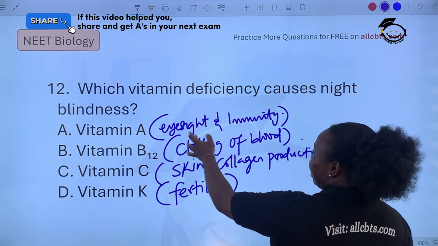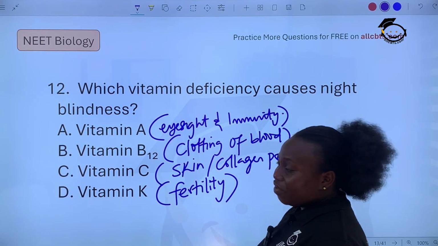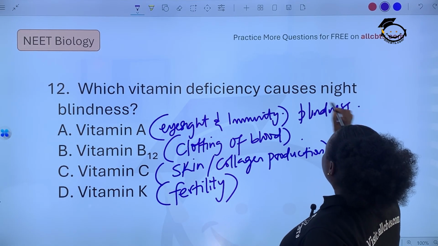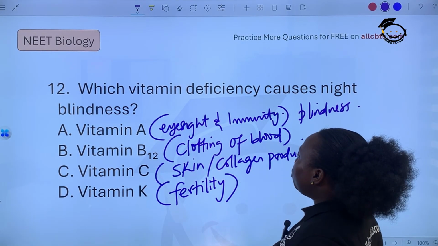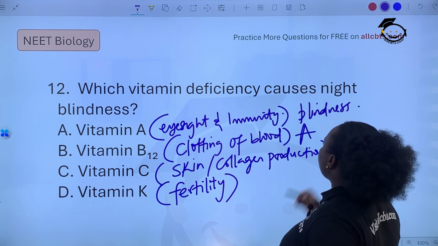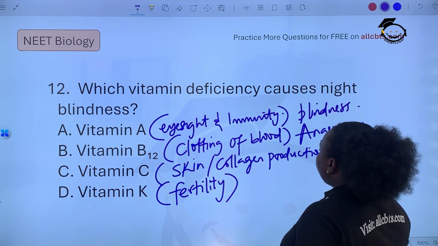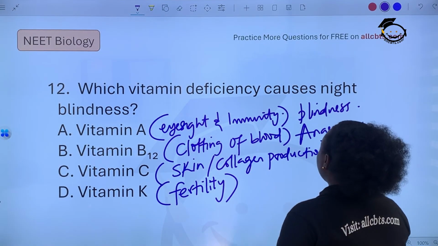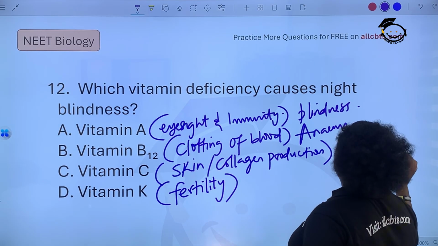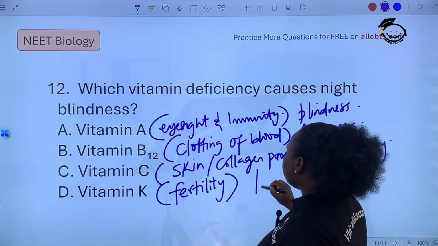Now since vitamin A is for eyesight and immunity, we can say that if you don't take vitamin A, it can cause blindness. Now, vitamin B12, clotting of blood. Deficiency will be anemia, that is the lack of the blood to clot. Now, vitamin C, the skin or collagen production. If you don't take vitamin C, you have scurvy, because scurvy is a skin disease that is caused by lack of vitamin C. Now, you have vitamin K, fertility. Deficiency will be infertility.